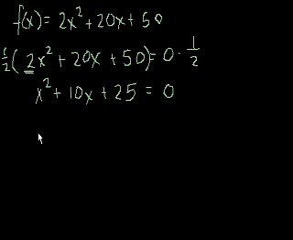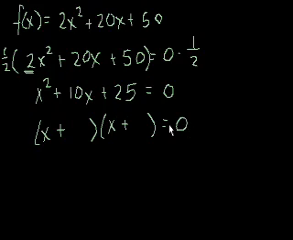Now we're ready to do what we did before, and you might want to pause it and try it yourself. We're going to say x plus something times x plus something is equal to 0. And those two somethings, they should add up to 10, and when you multiply them, they should be 25. Well, think about the factors of 25.